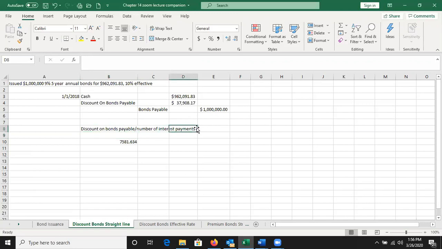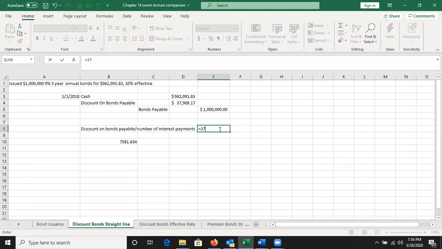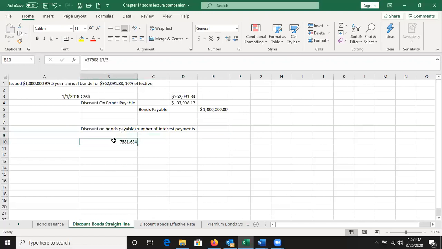The reason that's important is if this was a semi-annual bond, we would amortize it twice a year for 5 years. So in that case, if this was semi-annual, the formula would be 37,908.17 divided by 10. That's twice a year for 5 years. So we would amortize it 10 times this value. Okay? So we would amortize it $3,790 every time we paid interest. But in this case, it's only an annual bond. So we're only going to pay interest once a year. So we only amortize it once a year. That's why we took the value divided by 5 only, because it's an annual bond.